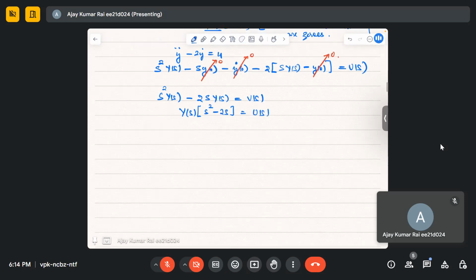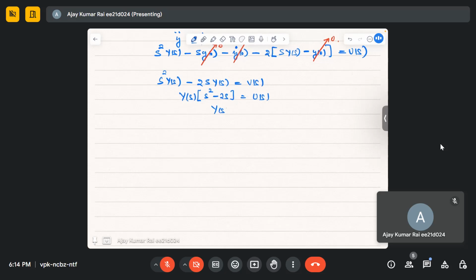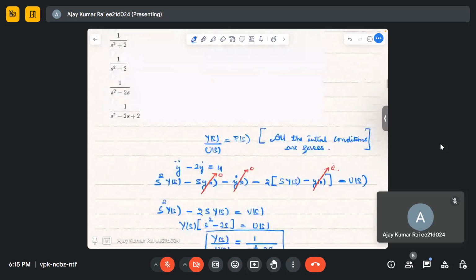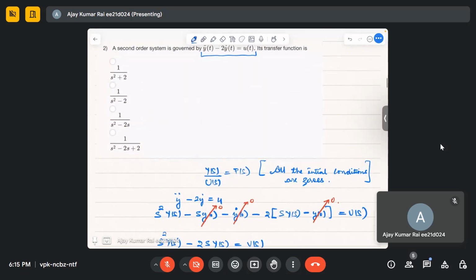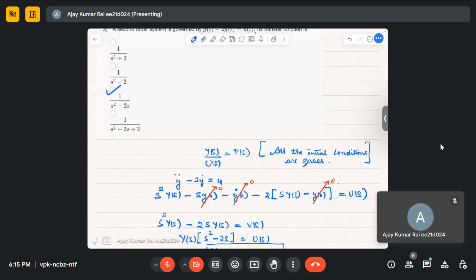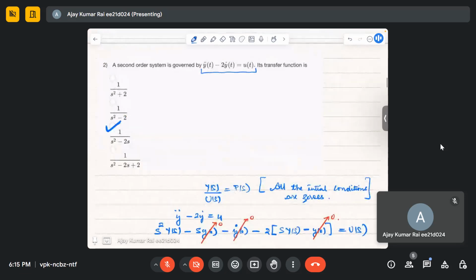So it's a very simple question. And what is the transfer function? Transfer function is Y(s) by U(s), okay, which is equal to 1 by s square minus 2s. So this was a very straightforward and simple question, right? 1 by s square minus 2s. So let's see the options, right? So this option is correct. Very simple, we're just starting.